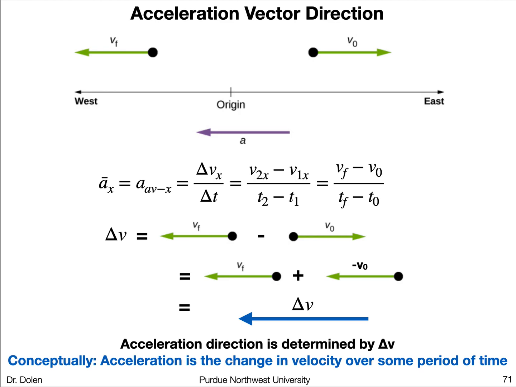But let's go through this a little bit using this image from the book. So at time 0, we have some velocity v sub 0 moving to the east, and we're at this location here. At some later time, our final velocity is now to the west, and we've also moved to the left a little bit here, so now we're left of the origin. Right, so what direction is our acceleration?